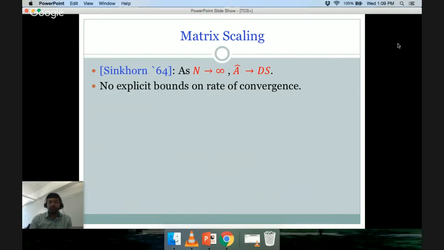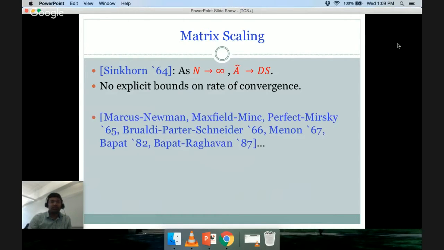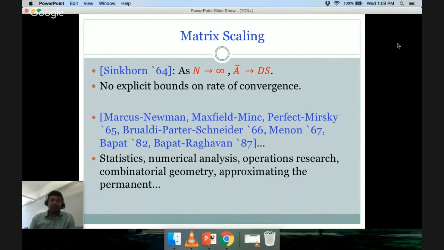Since Cohn's work, there have been plenty of works on this matrix scaling, proving a variety of theorems. These are some of the references, and it has found applications in statistics, numerical analysis, operations research, combinatorial geometry, approximation of the permanent, and so on. I'll talk about some of these applications, but it's a really useful problem. So this is matrix scaling.